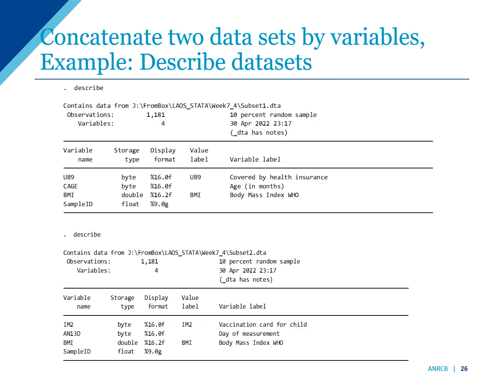In these example datasets, one is called subset 1 and contains the 4 variables UB9, CAGE, BMI, and sample ID. In subset 2, we have variables IM2, AN13D, BMI, and sample ID again. While they share BMI in common, we can't merge with BMI because values for BMI are not unique to each participant. Sample ID is a unique value for each participant or observation.